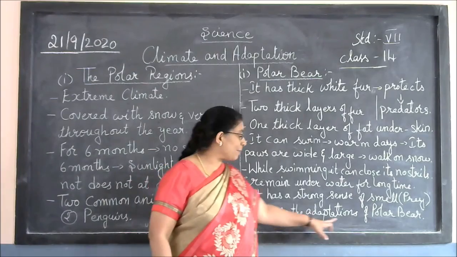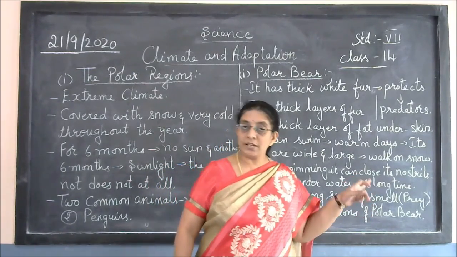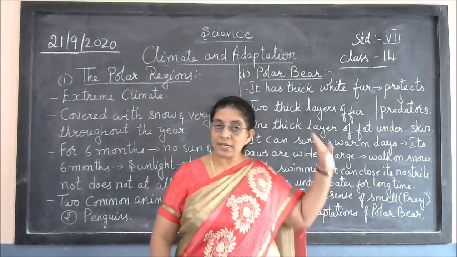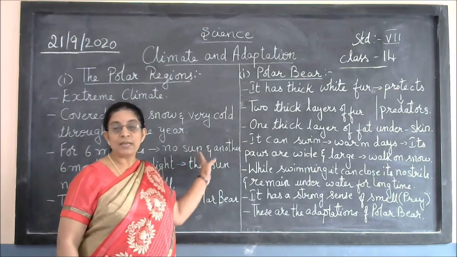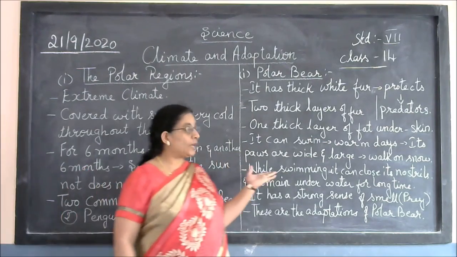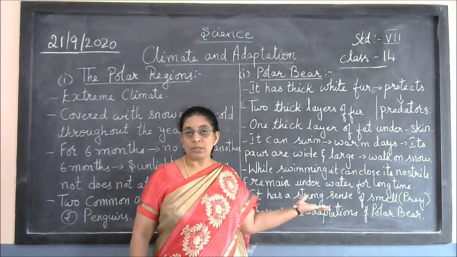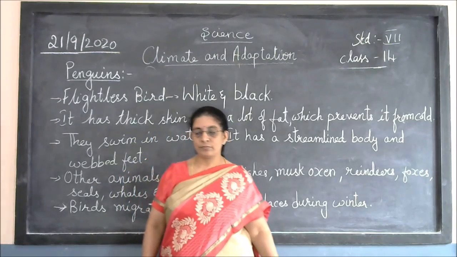So these are some of the adaptations which help the polar bear to live in the polar region. Now, did you understand which is the polar region? What are its climatic conditions? And the two main common animals found there, one is the polar bear and one is the penguin. Now we have finished the polar bear. Next we will go to the penguins.